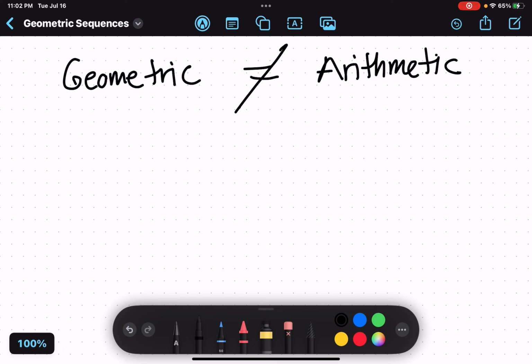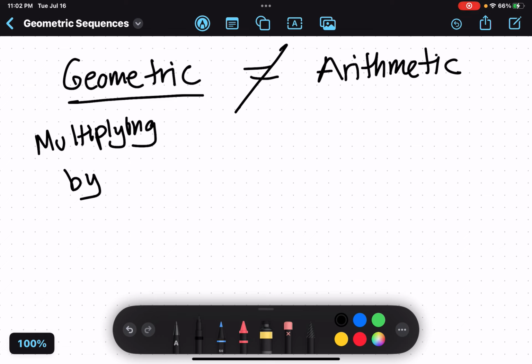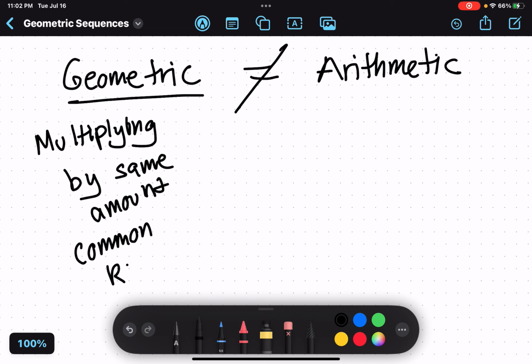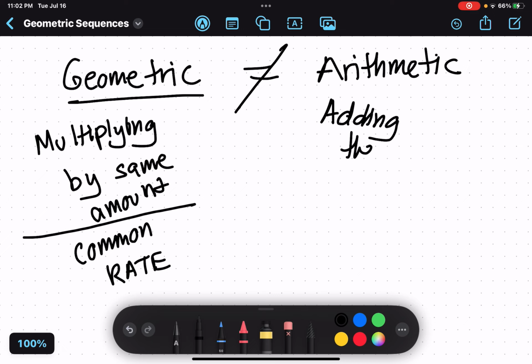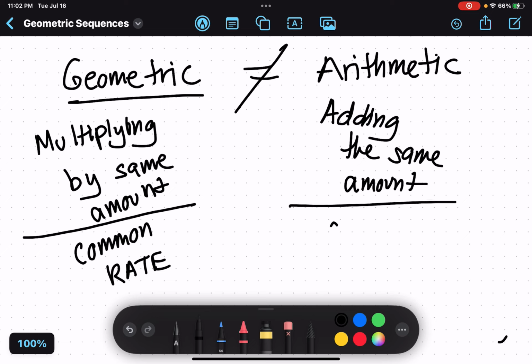They are not equal. Geometric is when you are multiplying by the same amount each time. There is a common rate. With arithmetic, if you remember from our video, you are adding the same amount each time. There is a common increase, a common amount.